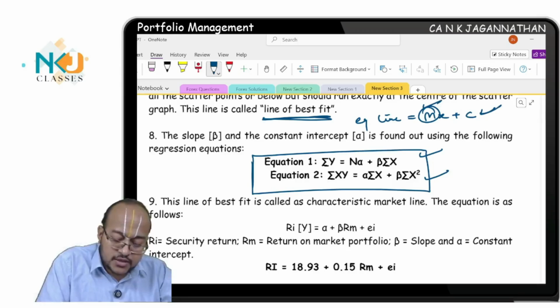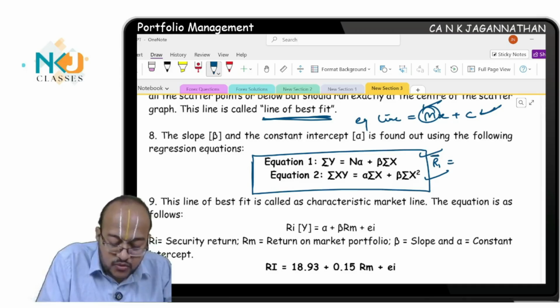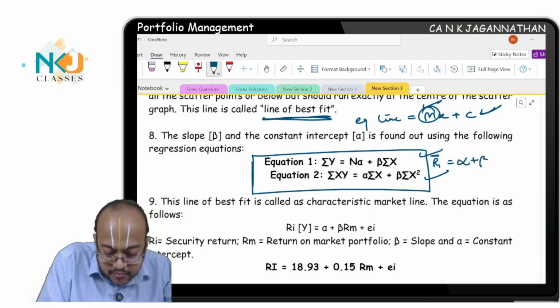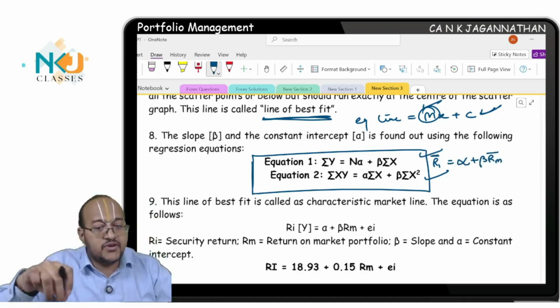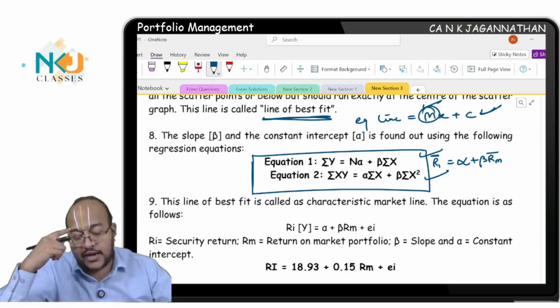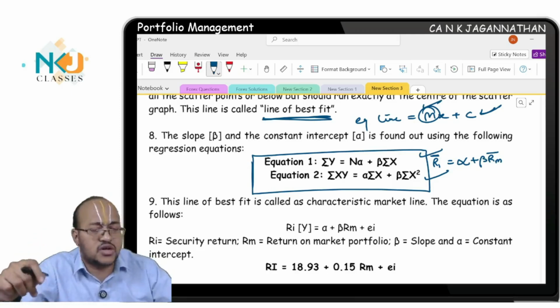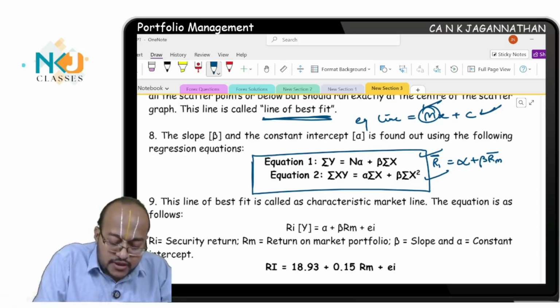Listening? So in this context, I'll tell you what it is. Ri bar is equal to alpha plus beta into Rm bar. This we already solved in one question under CAPM. I told you there that I will discuss it here, while discussing the characteristic market line. Here I am discussing. See, what is this?